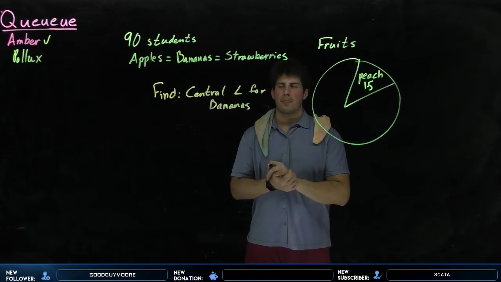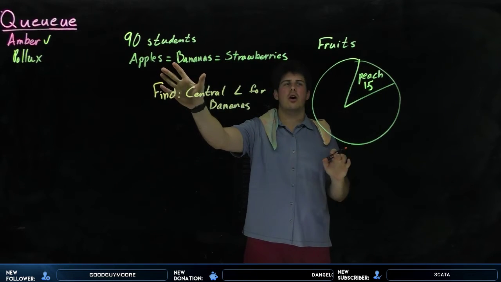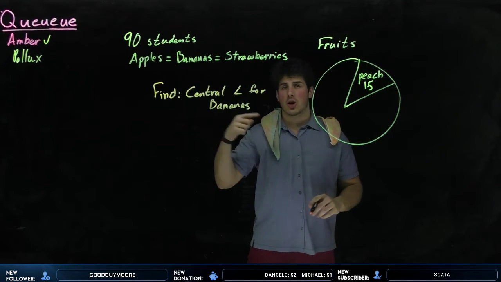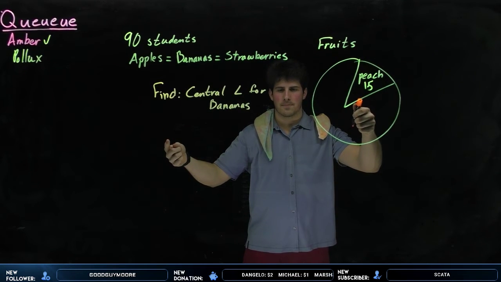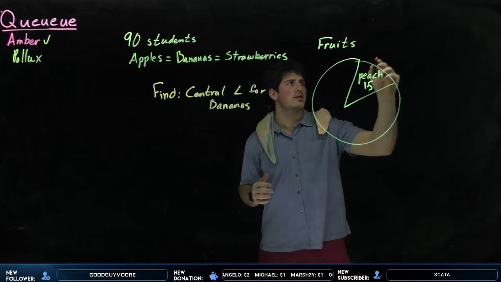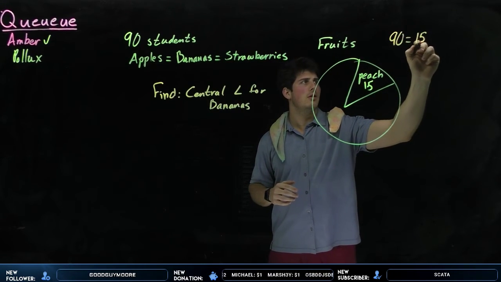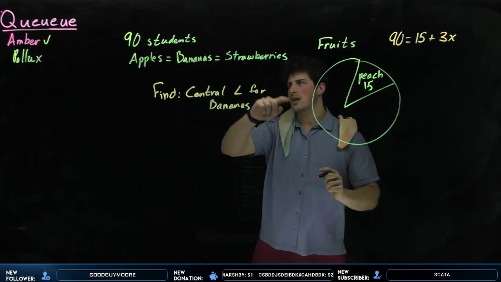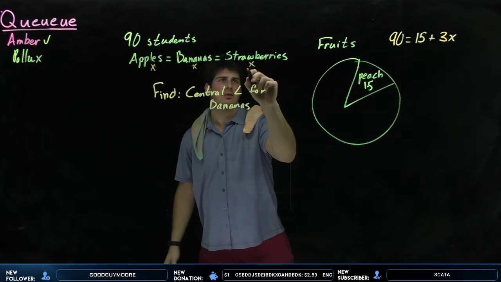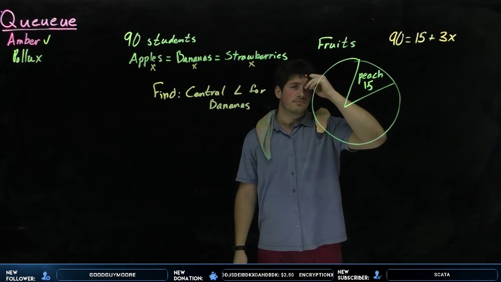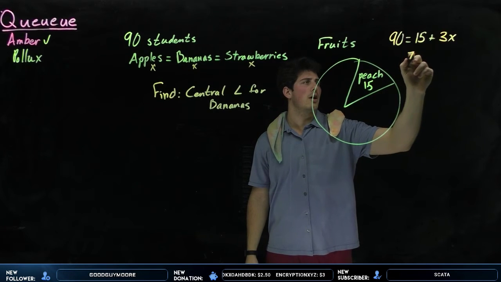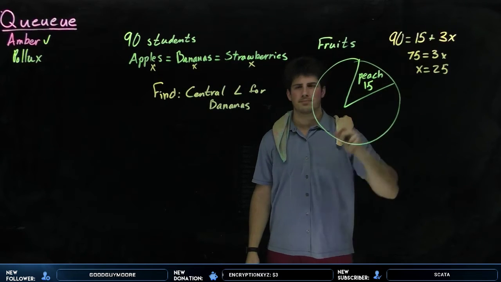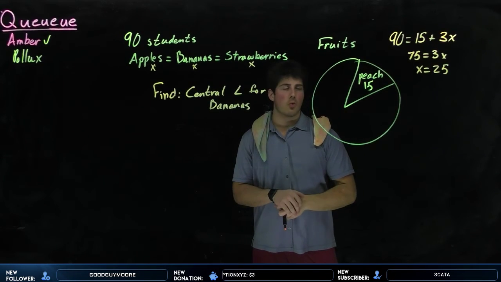Well, let's think about this. If we add all these up, peaches, apples, bananas, and strawberries, we'd get 90. Apples, bananas, and strawberries are all the same value, and peaches are 15. I'm going to build a quick equation out of this. 90 equals 15 plus 3 times x, since each one of these is x. Now I'm going to subtract 15 over. I get 75 equals 3x, so x equals 25. Great. Now what?